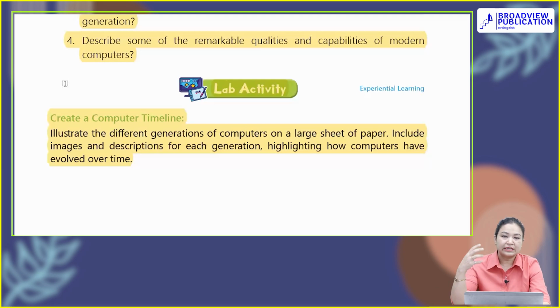So you have to illustrate the different generations, like first generation, second generation. So you will write about them and you will illustrate, and you will find the differences between these generations of computers, and you can write them in your notebook, or you can present the data on your chart.